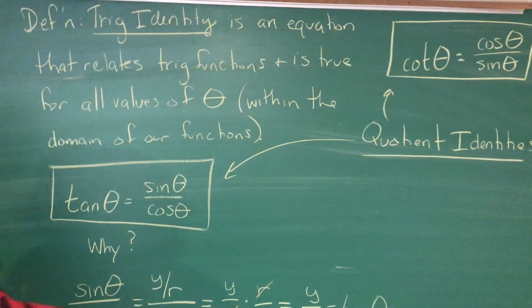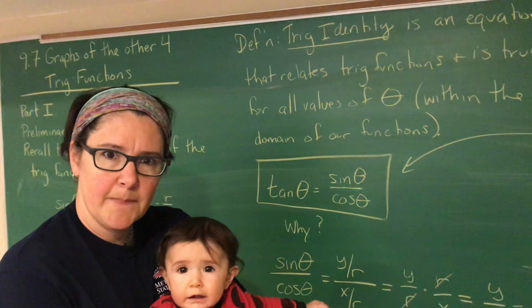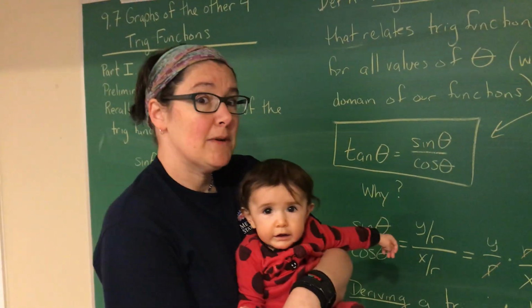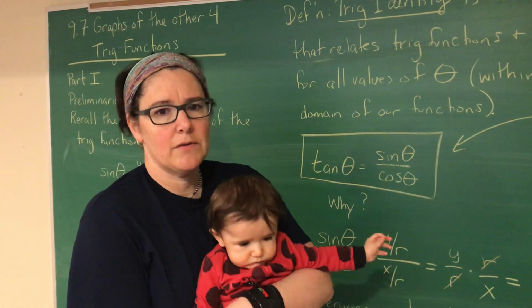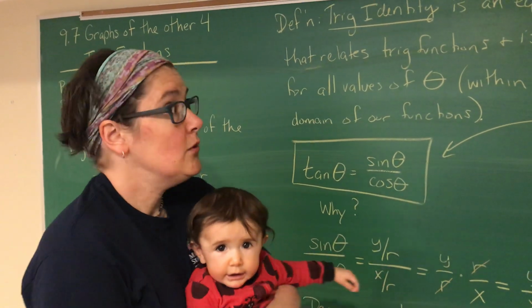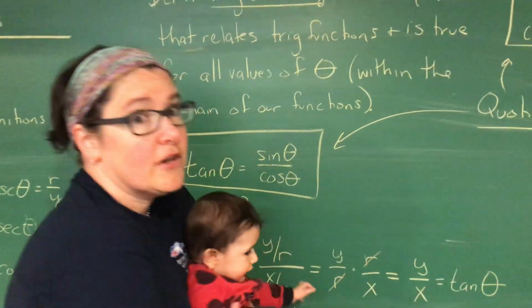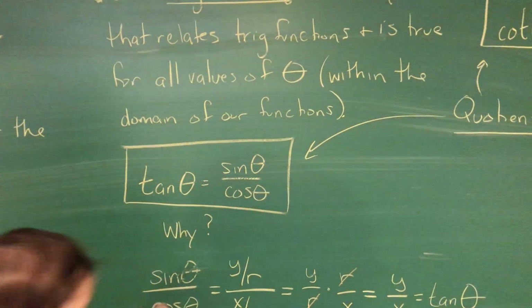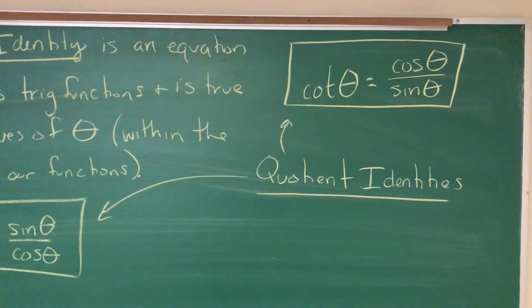Now, these two quotient identities that we have, you want to look at them, you want to write them down, you want to maybe even put them on a piece of paper and hang them on your refrigerator, or if you have a whiteboard marker, write them on your mirror in your bathroom. You want to memorize both of these quotient identities. They're going to be really important for your future classes. Okay, so those are the quotient identities.